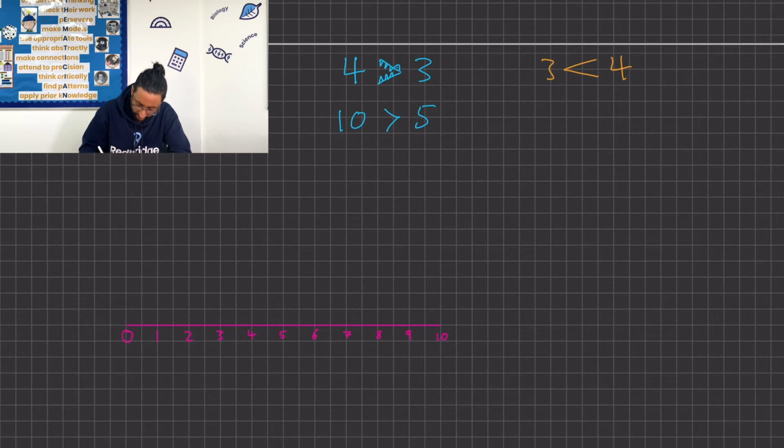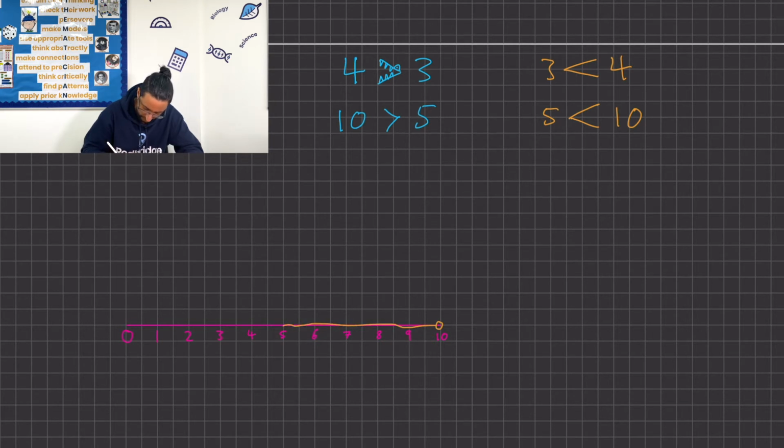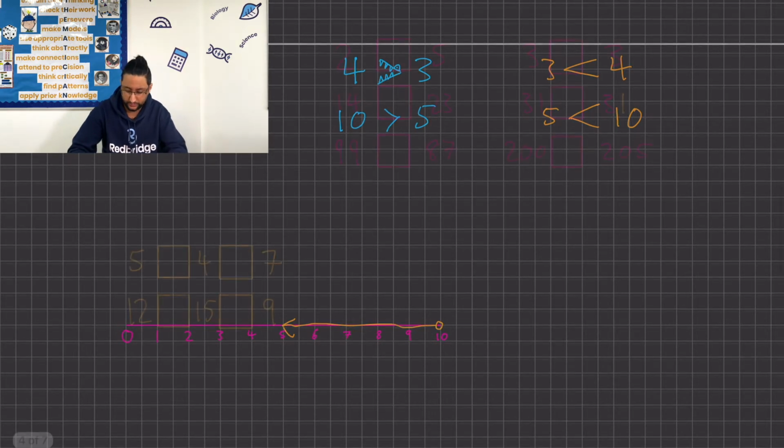If I did the same thing with the next one, 5 is less than 10. And obviously on our number line we can say the same thing. We've got 10 there, draw an arrow down to 5 and say 5 is less than 10.